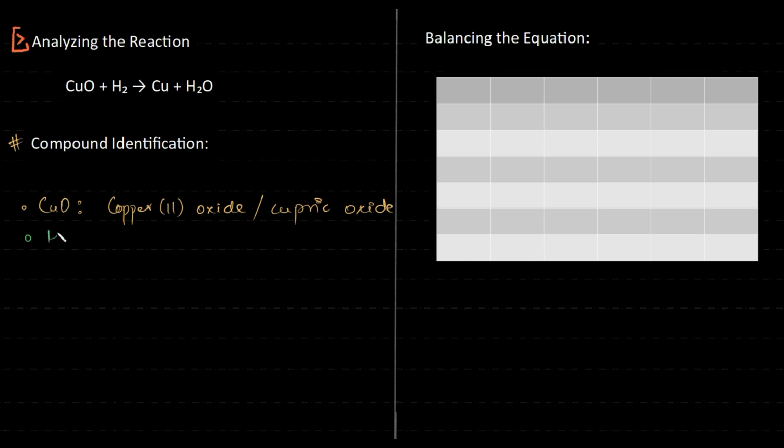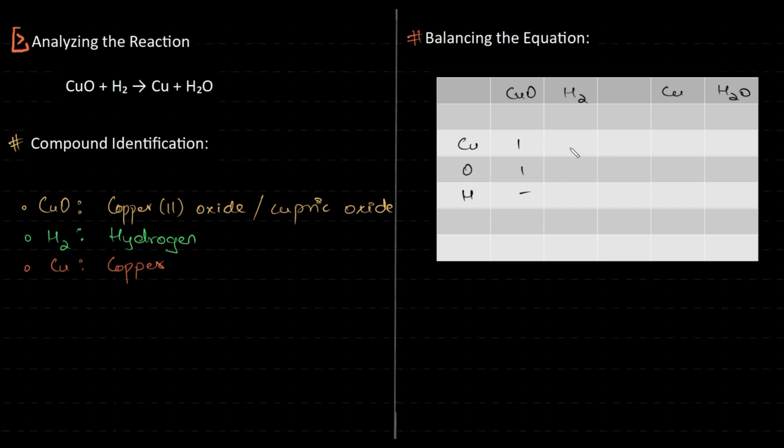And H2 is your hydrogen. Then Cu is your copper. And H2O is water. I'll not write that. Let's balance it out. I think it's balanced. So those are your products, and the first set is your reactants. So you have copper, oxygen, and hydrogen.